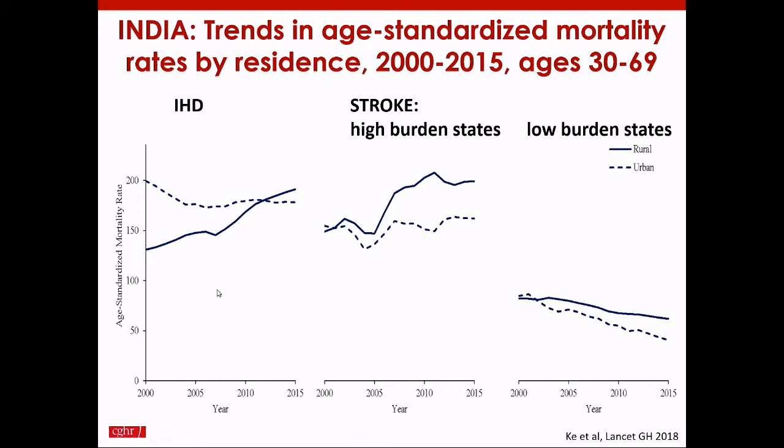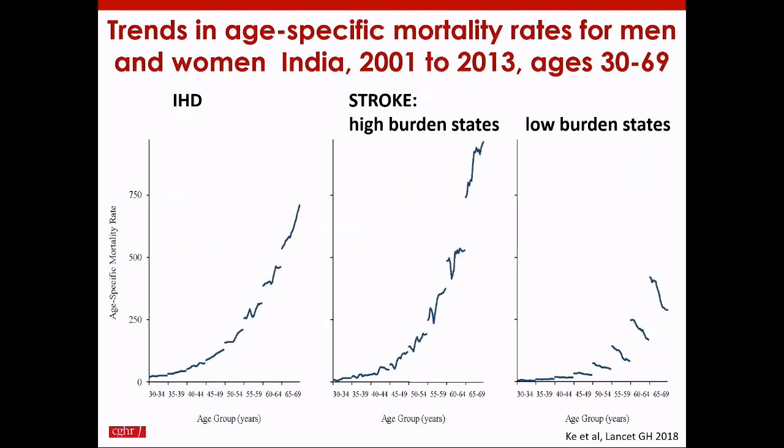And ischemic heart disease, interestingly, is rising greater throughout India, but mostly in the rural areas, not so much in the urban areas. Again, not what you would have expected. It points to the need for understanding risk factors and access to treatment. And this is showing the age-specific patterns, rising rates at each age for ischemic heart disease nationally, for stroke in the high burden states, but falling age-specific rates in the low burden states.